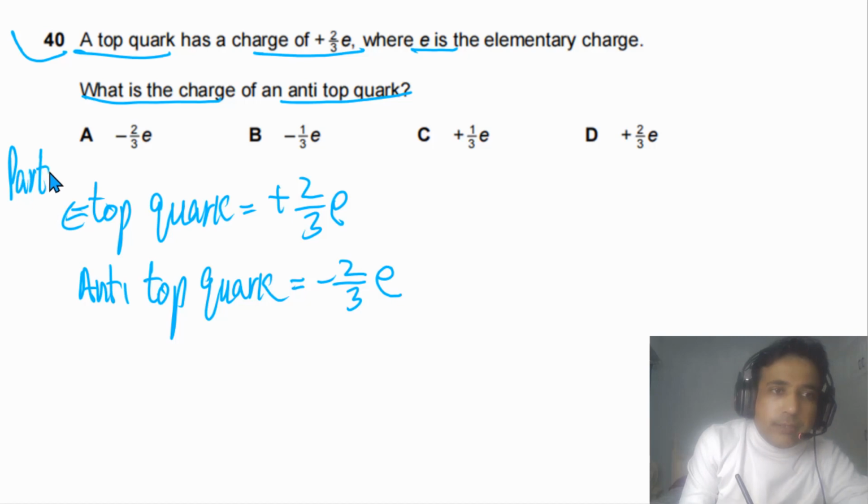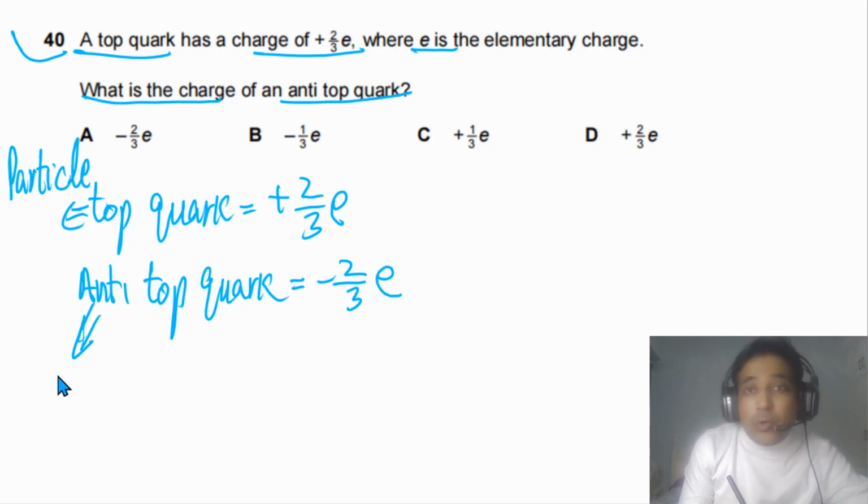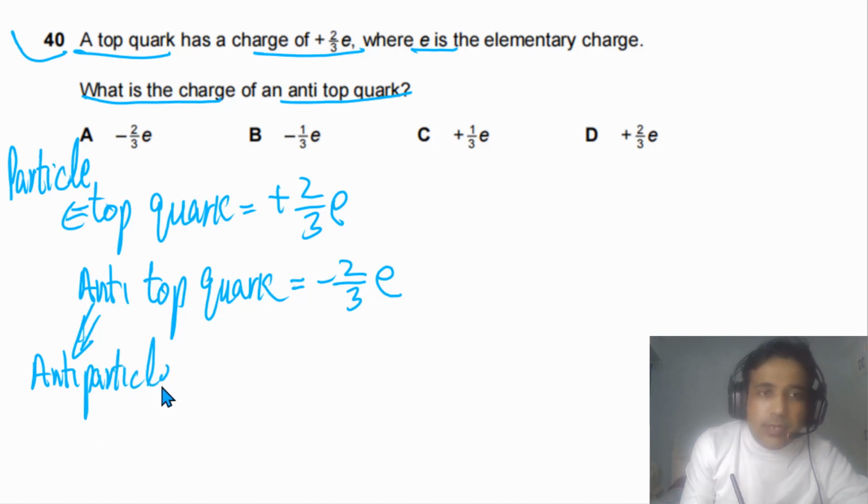A particle and an antiparticle have the same magnitude of charge and opposite sign of charge. So this is the antiparticle. So the answer for this question has to be A. So A is the answer.